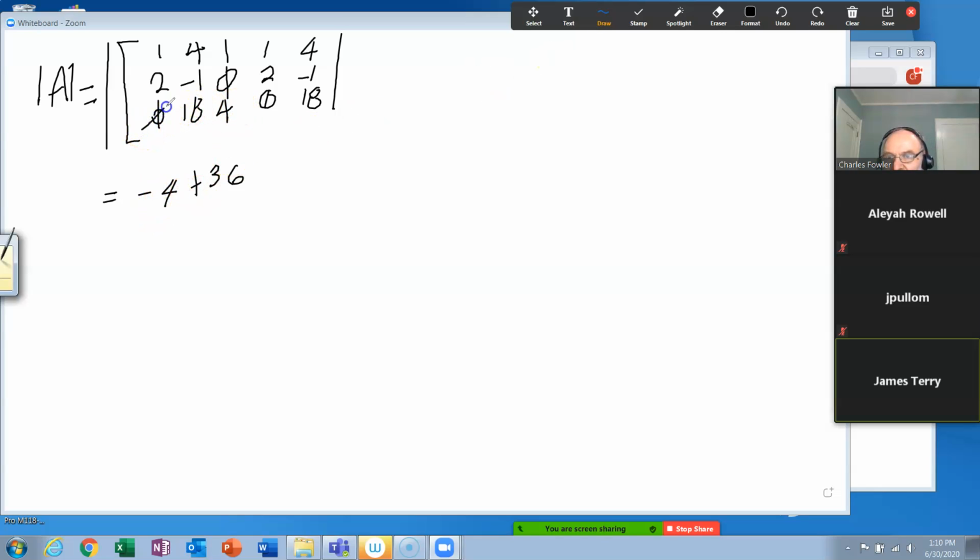Go back and do our up diagonals. What's that first one give us? Second one gives us? And the third one gives us?